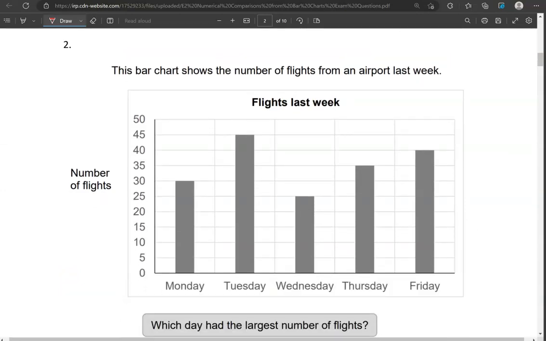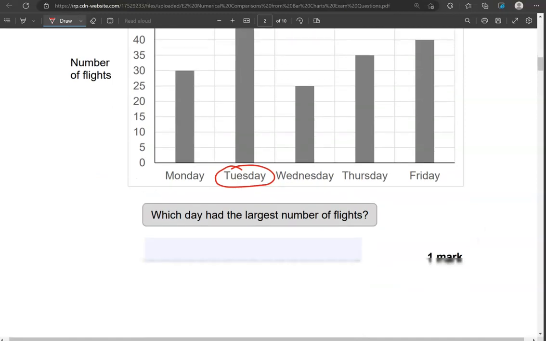This bar chart shows the number of flights from an airport last week. Which day had the largest number of flights? That's the day that has the tallest bar, or the longest bar. So that's this one here, and that's Tuesday.